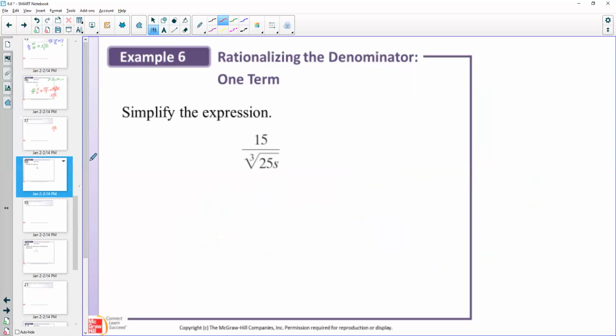Let's talk. All right. The next one is 15 over cube root of 25s. So 15 over the cube root of 25s.